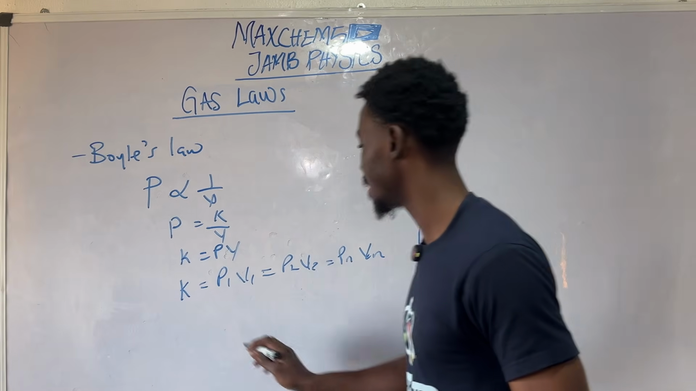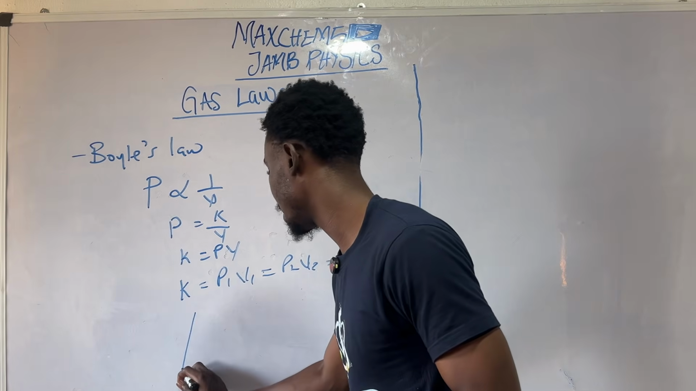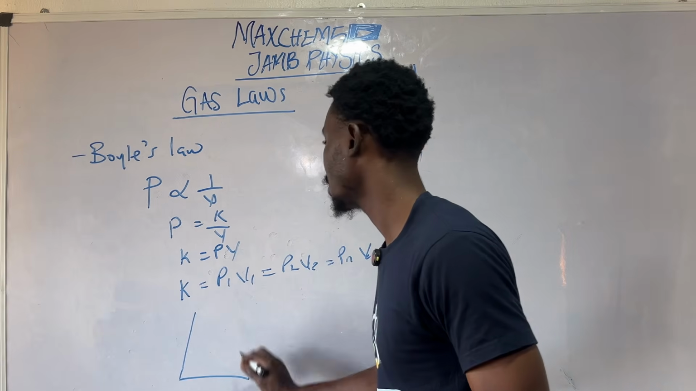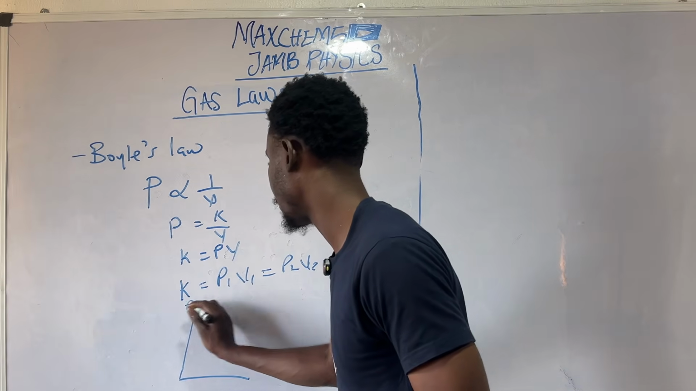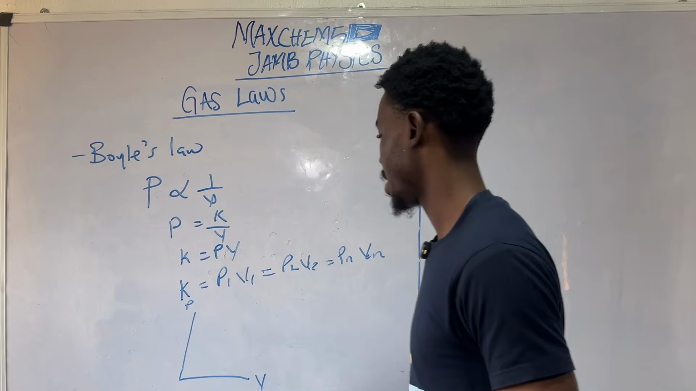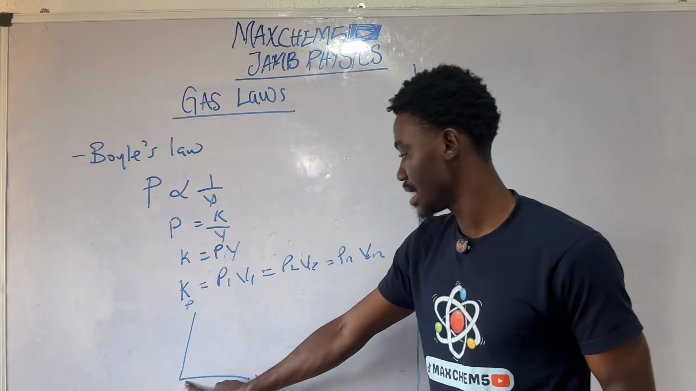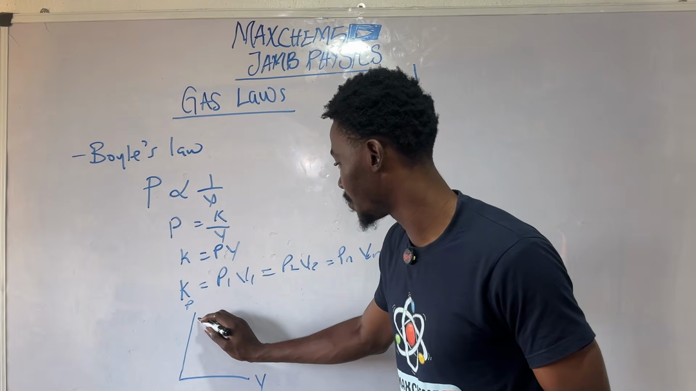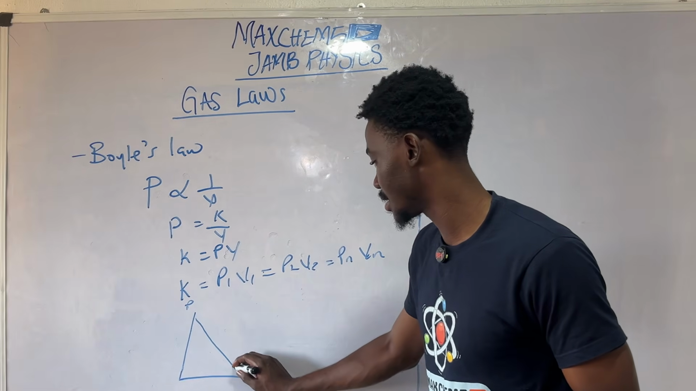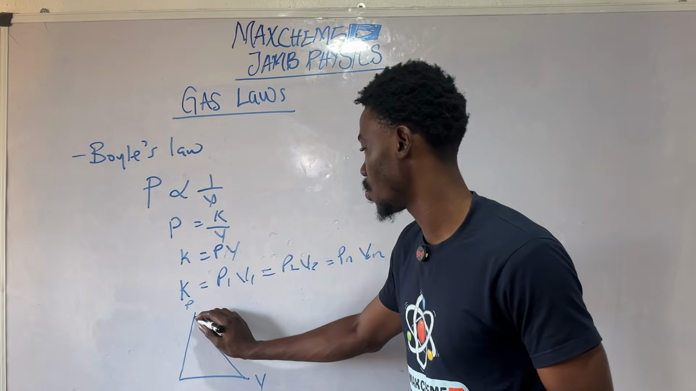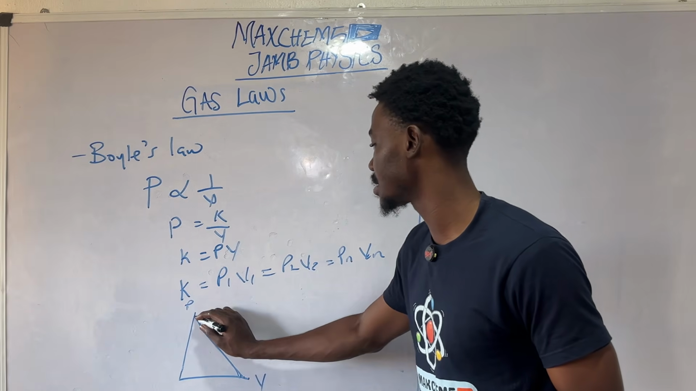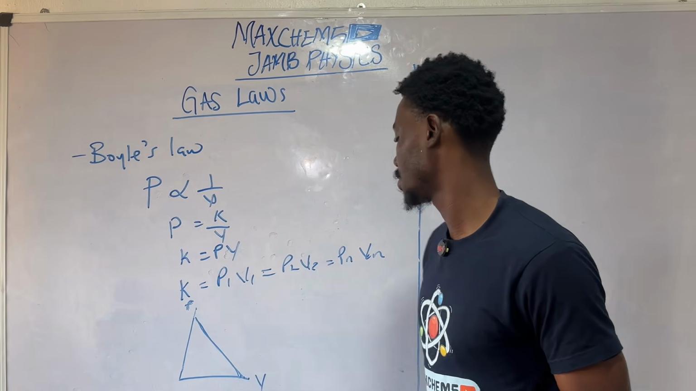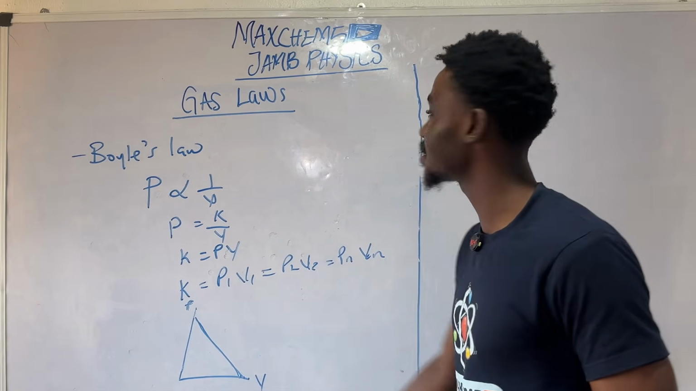And the graph that represents Boyle's law is something like this. Let's say we have pressure here and we have volume here. An increase in volume would lead to a decrease in pressure. That means we would have something like this for Boyle's law. So this is the graph that represents Boyle's law for pressure plotted against volume.